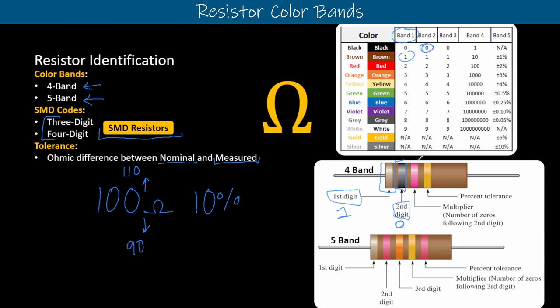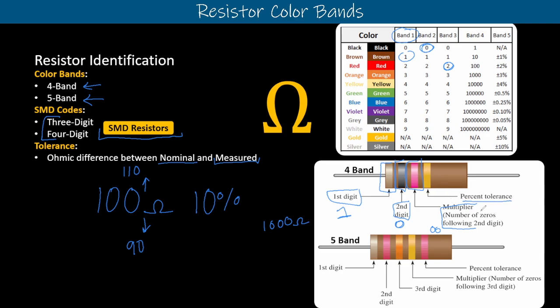The third band is this red color here. And it is going to represent the multiplier of zeros after the first 2 digits. The first 2 digits being 1 and 0. The next digit is going to be the number of zeros we have after that. And we see that it's red. And so we'll go down to third band and we see 2. So we're going to put 2 zeros after the first 2 digits. 0, 0. Which means if we put them all together, we have a 1000 ohm resistor.